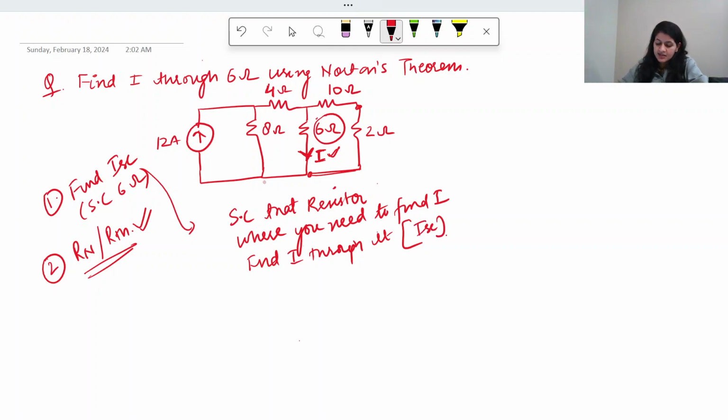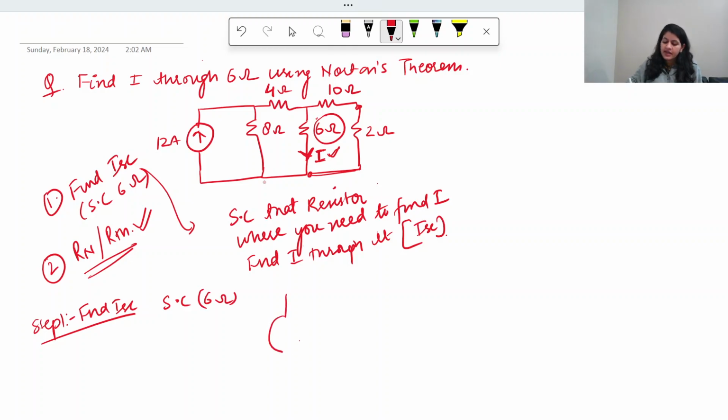Okay, so let's start. First step, we'll find ISC. This is step 1. To find ISC, I told you to short circuit this 6 ohm branch. And how will the circuit look? The circuit will look like this. This is 12 ampere. This is 8 ohm.